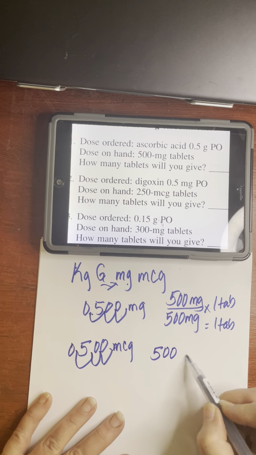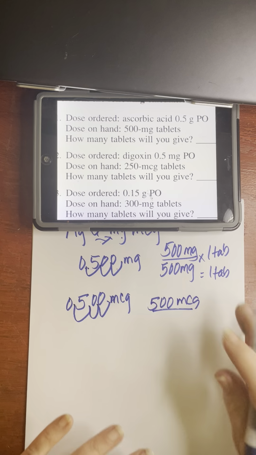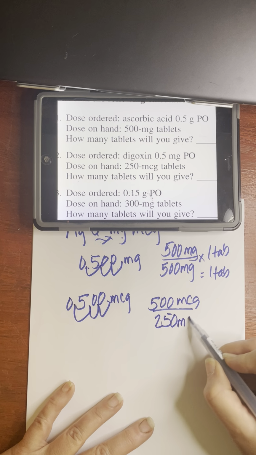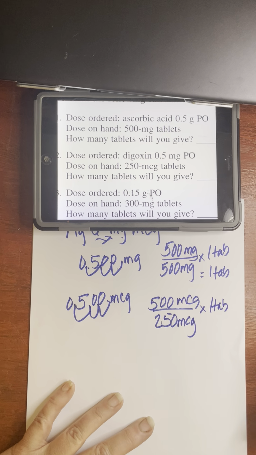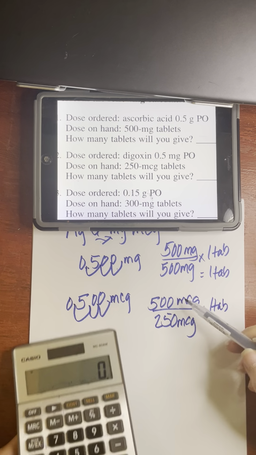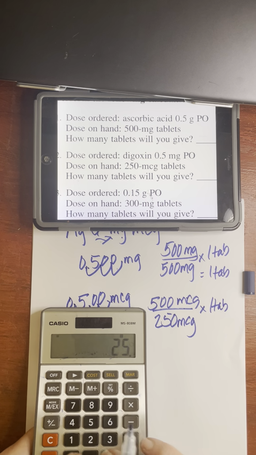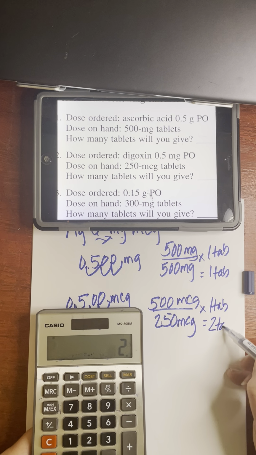500 micrograms is what he wants. 250 micrograms per one tablet is what I have. And then we're going to do the math. That divided by that, 500 divided by 250 equals. And that will be 2 tablets.